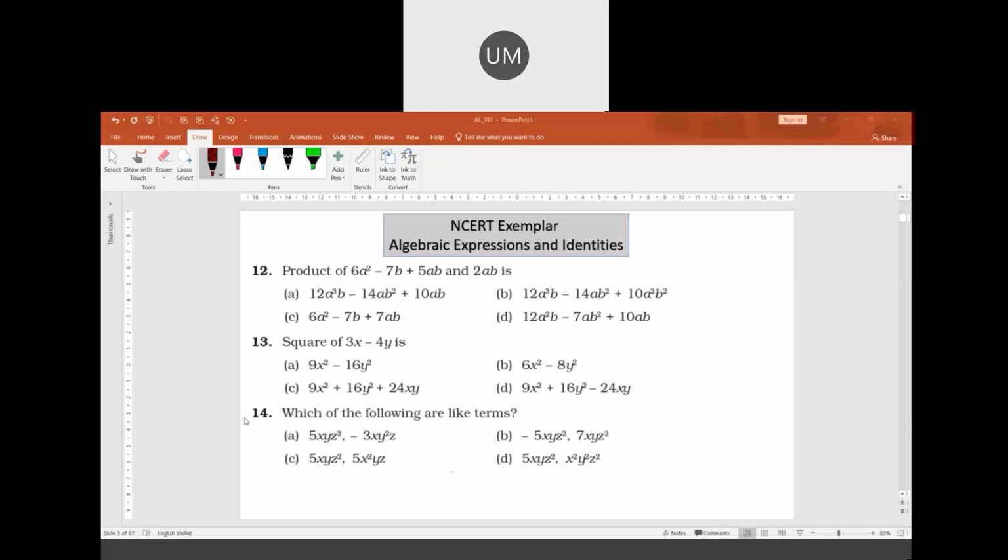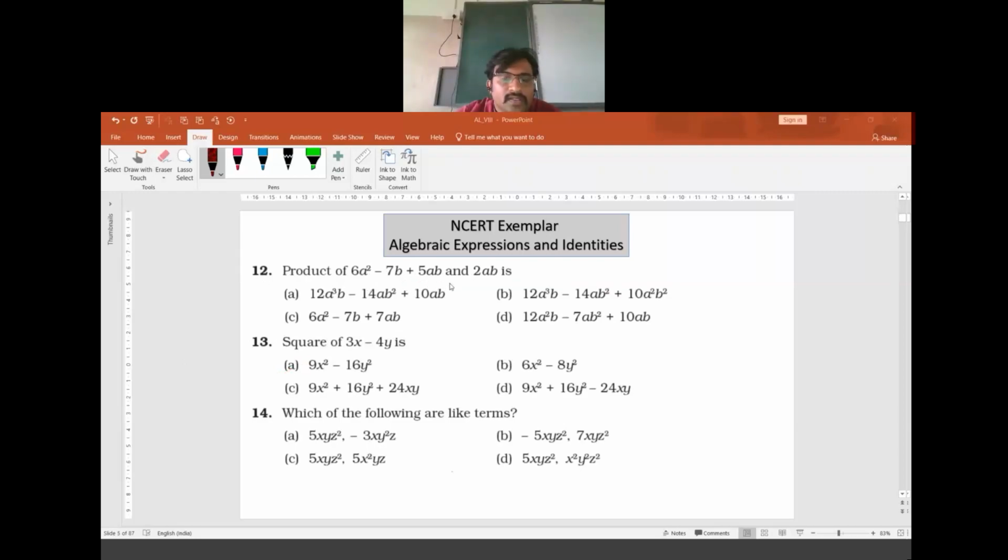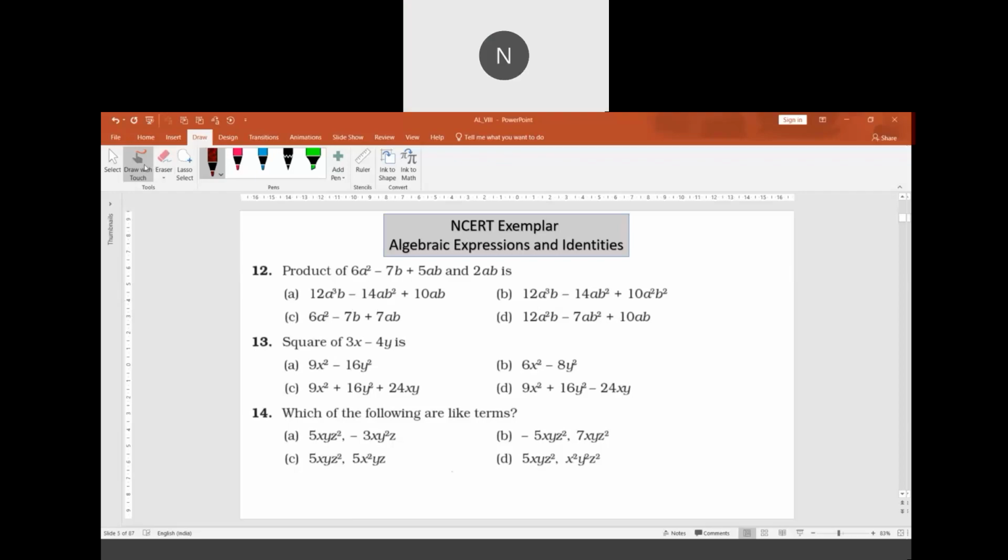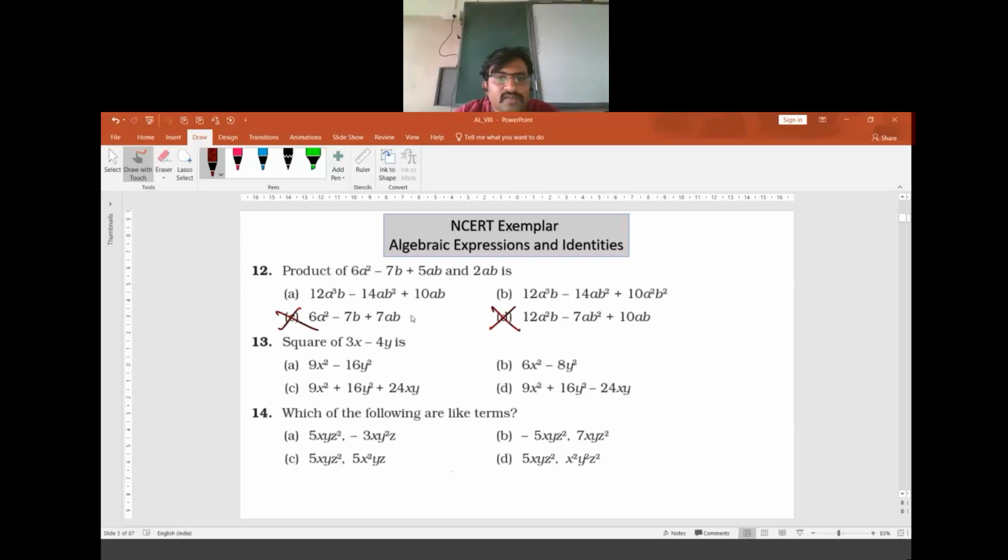The product of 6A square minus 7B plus 5AB with 2AB is. When 2AB is multiplied to this, we get 12A cube B. 12A cube B is present in two of the options, so these two are ruled out. Minus 14 AB square plus 10 A square B square.